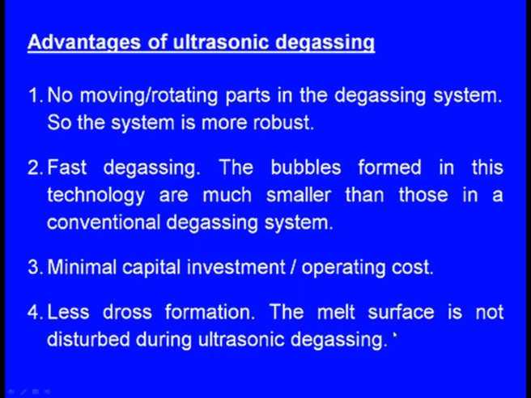The melt surface is not disturbed. Once it is disturbed, what will happen? The top layer will come to the bottom, and the bottom layer will go to the top, means a new surface is exposed to the atmospheric oxygen, and hence there will be oxidation. But here, all the time only one layer, one region, is exposed to the atmospheric conditions. So repeatedly different surfaces are not exposed to the atmosphere. So, that is an advantage.